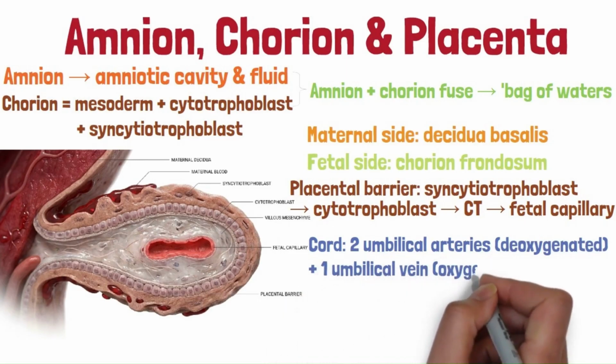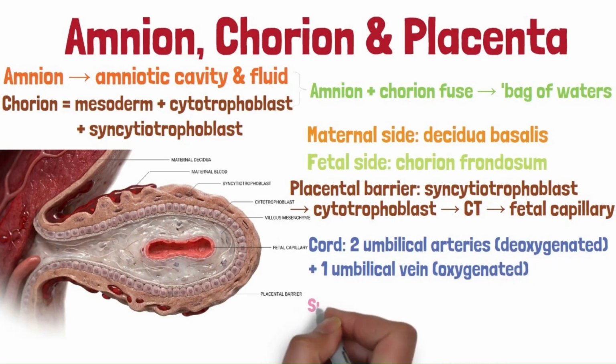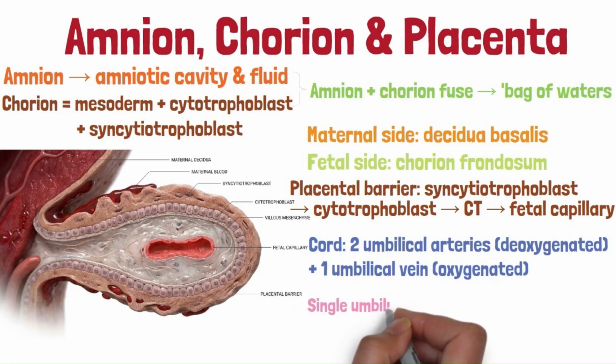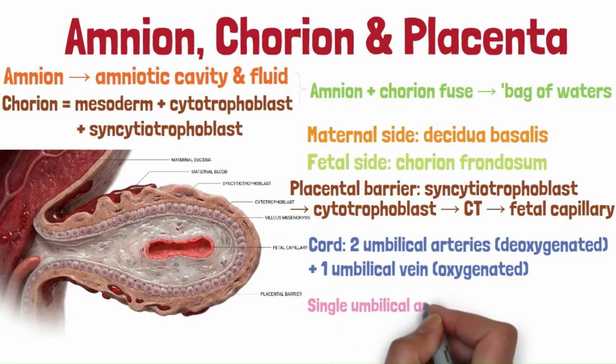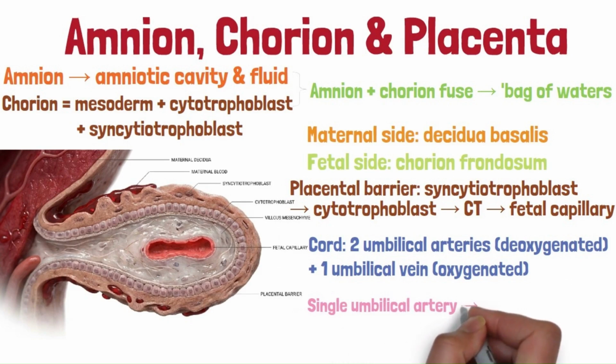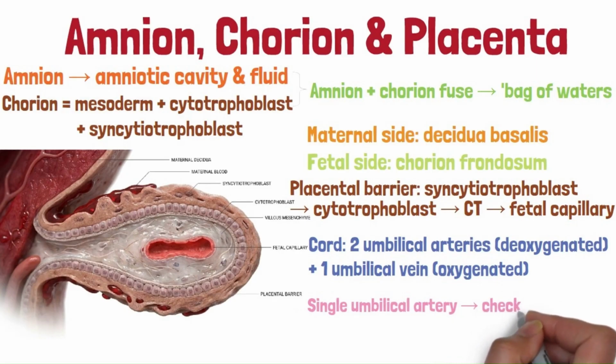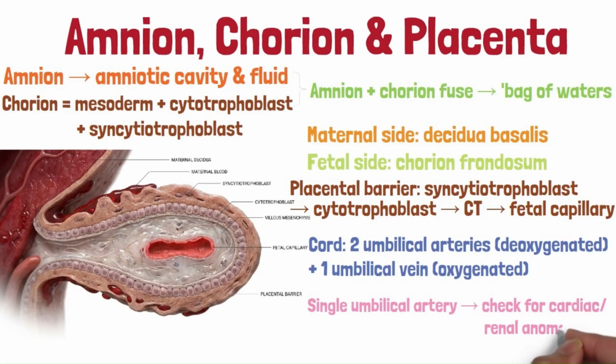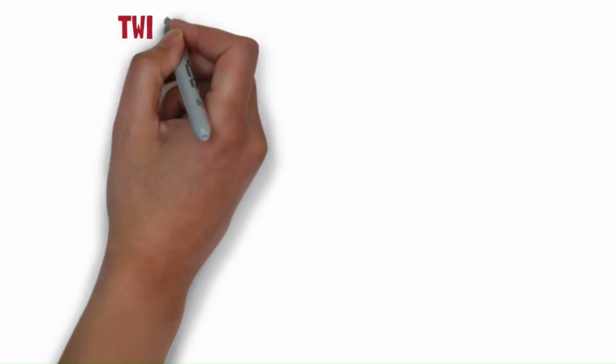The umbilical cord itself has two umbilical arteries carrying deoxygenated blood away from the fetus, and one umbilical vein carrying oxygenated blood to the fetus, cushioned in Wharton's jelly. If you find only one umbilical artery on ultrasound, that's a red flag. It's associated with other congenital anomalies, especially cardiac and renal, and it warrants further workup.